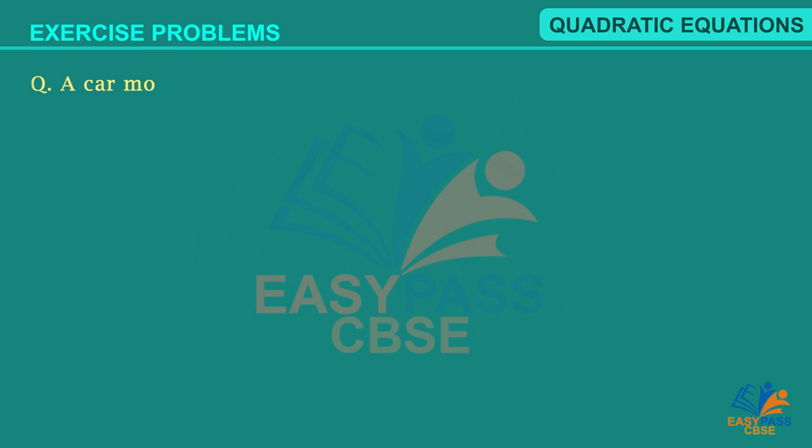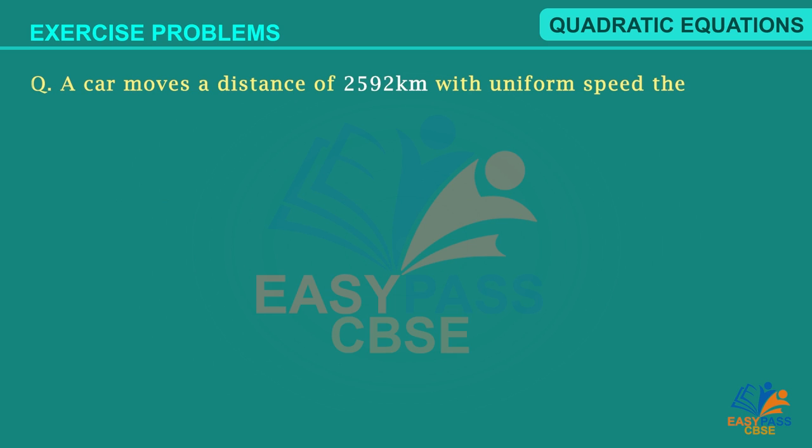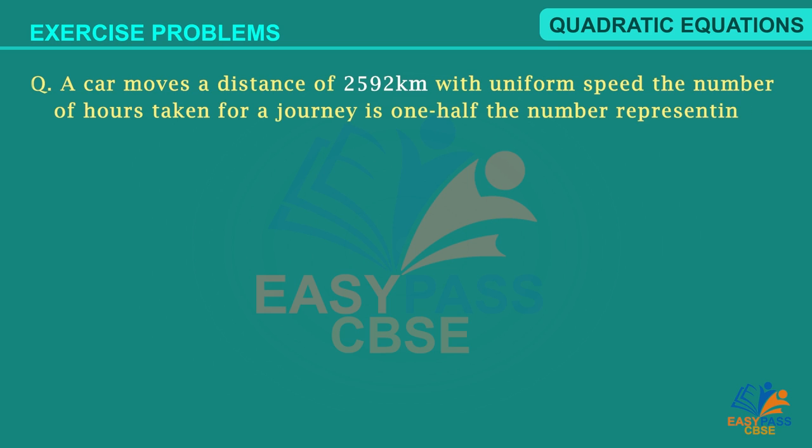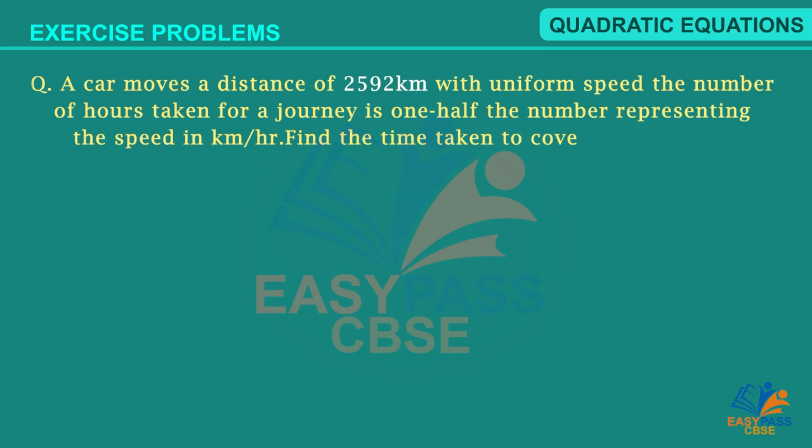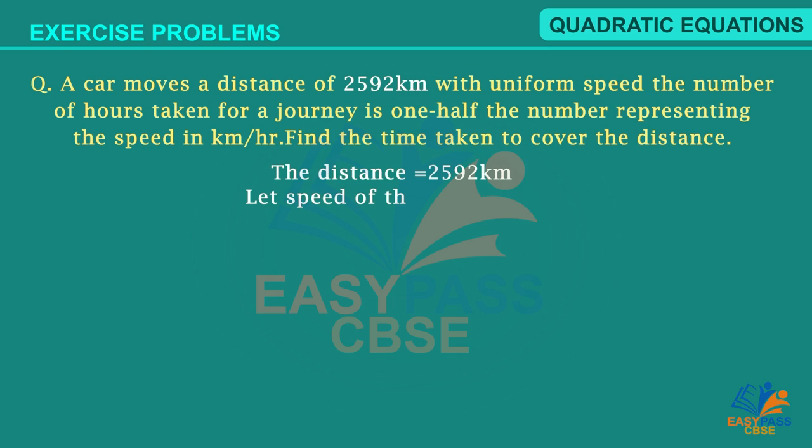Next question. A car moves a distance of 2592 kilometers with a uniform speed. The number of hours taken for the journey is half of the number representing the speed in kilometers per hour. Find the time to cover the total distance. Now, solution. The distance is equal to 2592 kilometers. Let the speed of the car be x kilometers per hour. The time taken is x by 2 hours.